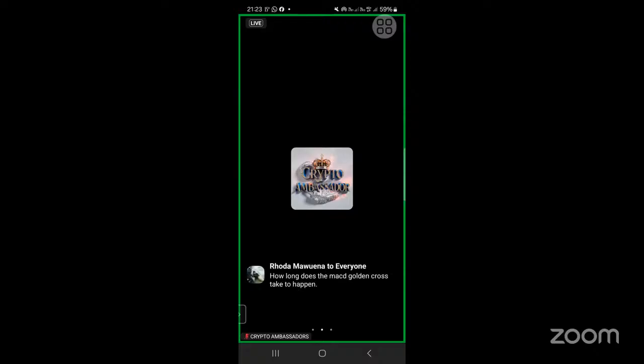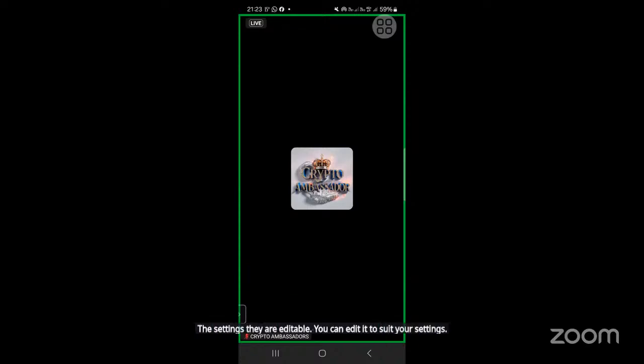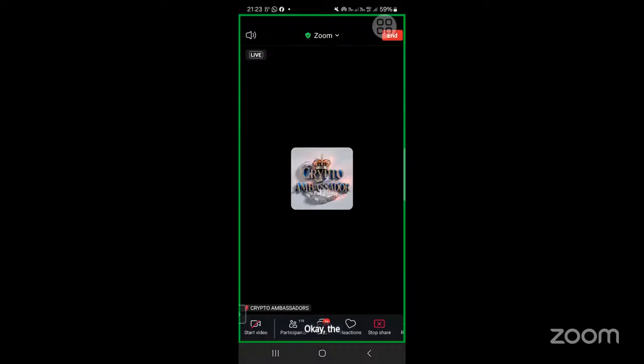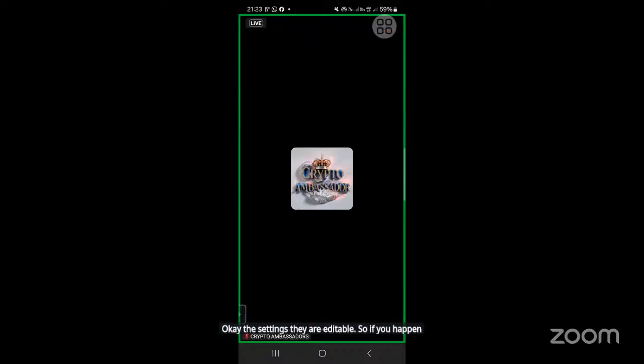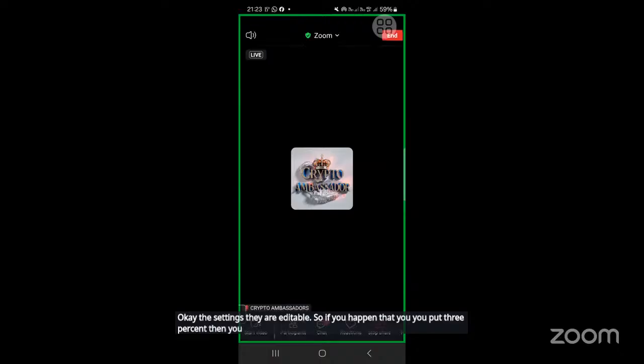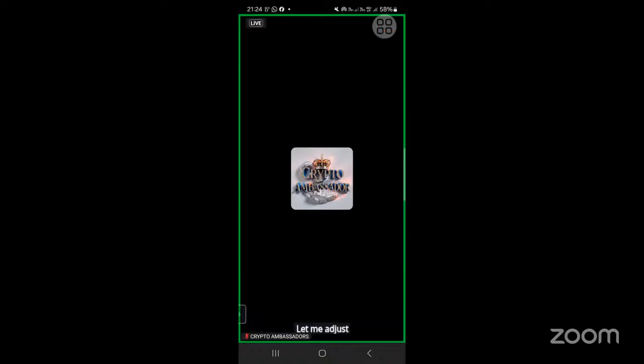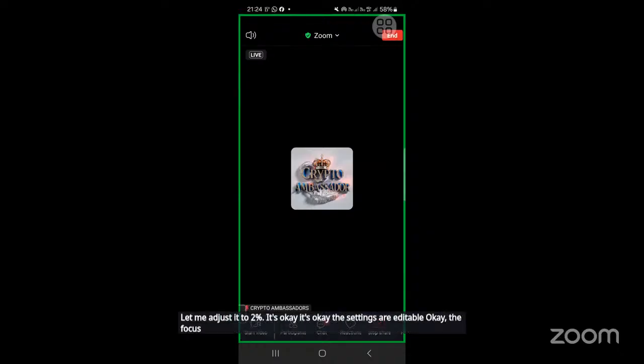The settings, they are editable. You can edit it to suit your settings. Okay? The settings, they are editable. So if you happen that you put 3%, then you see that it seems like I must stay here for the whole month. Let me adjust it to 2%. It's okay. The settings are editable. Okay? The focus is winning a trade using the MACD. Right? Yeah. Let me see other questions here. I know some of the questions my leaders are answering them.